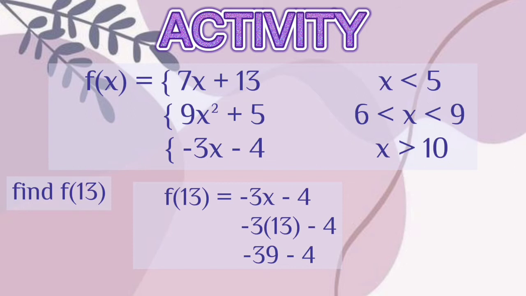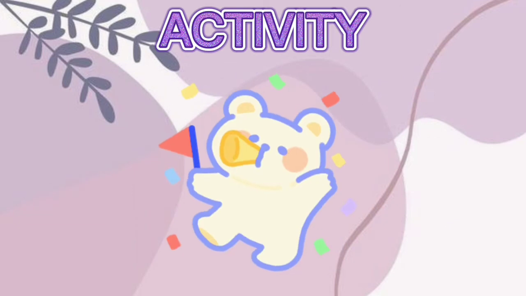13 times -3 is -39. If one number is negative and one number is positive, automatically it will become negative. So -39 minus 4, and we'll have the final answer of -43, since negative plus negative is both negative. And that is the answer for f of 13, which is -43. That settles our activity for today.